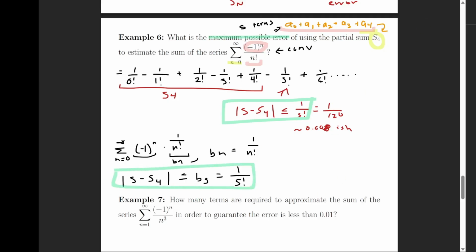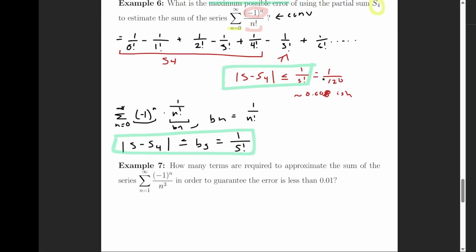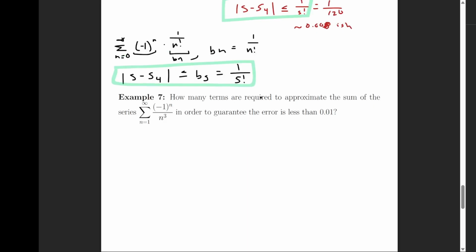Yep. Hope that makes sense when I try to explain the solubility twin. Another thing they can ask is how many terms are required to approximate the sum of the series in order to guarantee that the error is less than 0.01. In this case, they're telling us the bound. The bound is 0.01, and you can also write it as 1 over 100. Let me rewrite that. Okay, perfect.